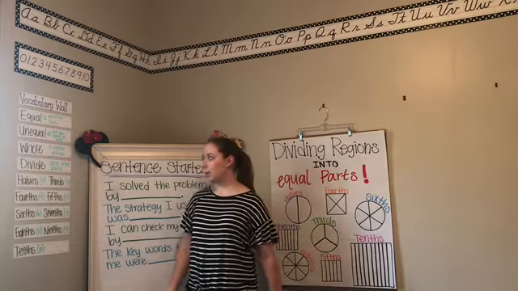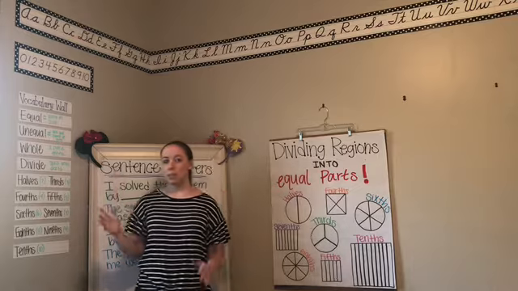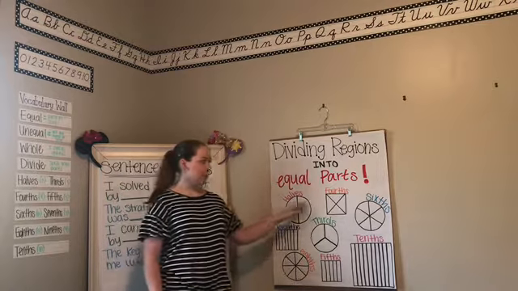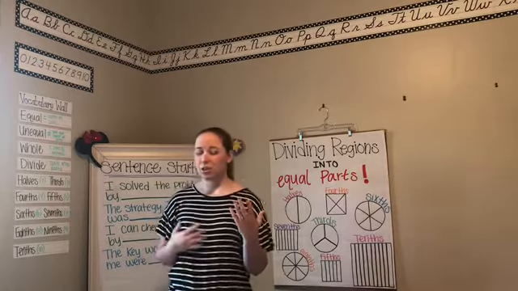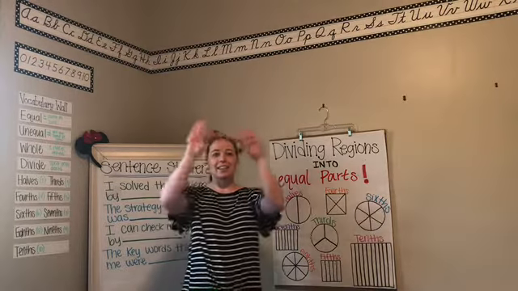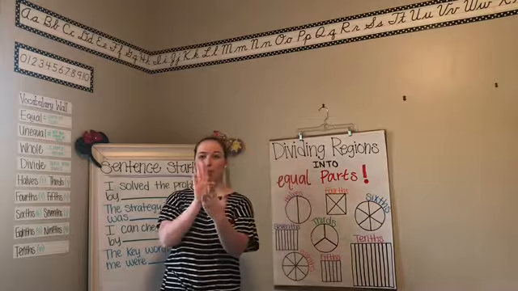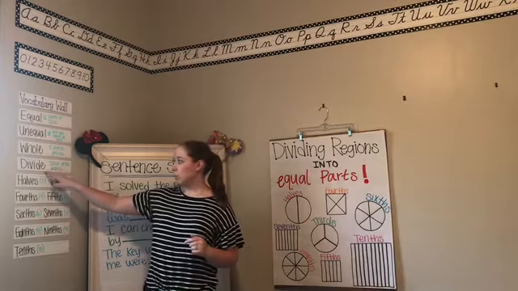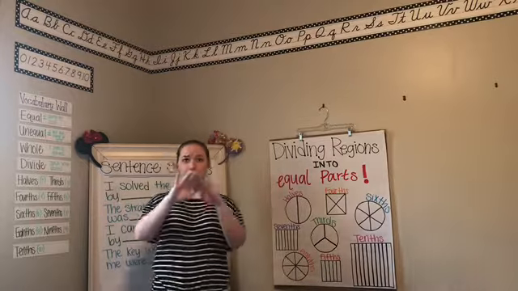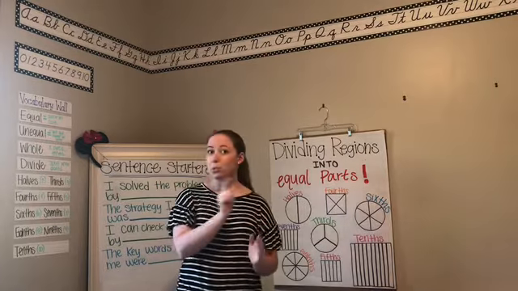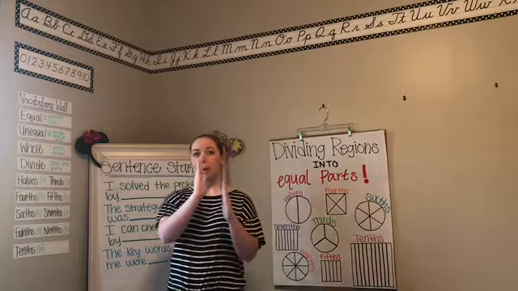Now our next vocabulary word is whole. When we talk about a whole, we're talking about the entire shape. Whether it's a circle, a square, a rectangle, a triangle, we're talking about that entire shape, the whole thing. And when we talk about divide, which is our next vocabulary word, we're talking about a whole, but we're splitting it into different parts.